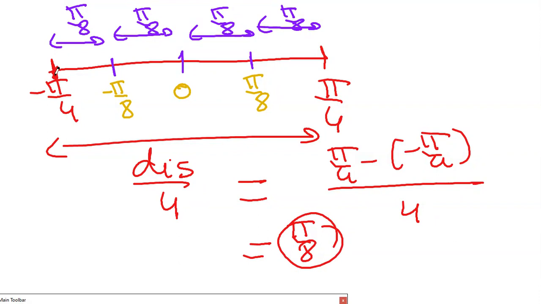So I'll start here: minus pi over 4 plus pi over 8 gives me minus pi over 8. Plus pi over 8 gives me 0. Plus pi over 8 gives me pi over 8. Plus pi over 8 gives me pi over 4. And now I have all the particular points of my function.